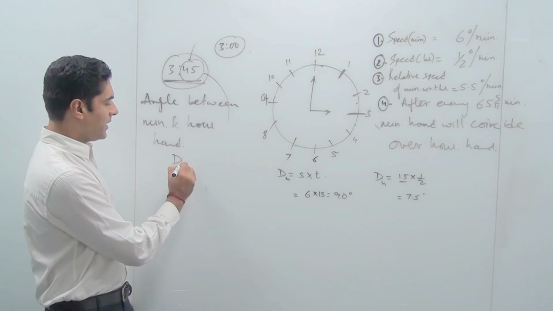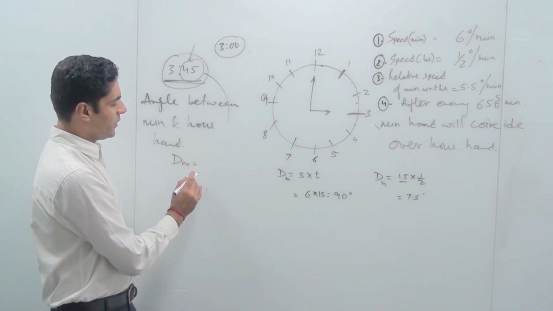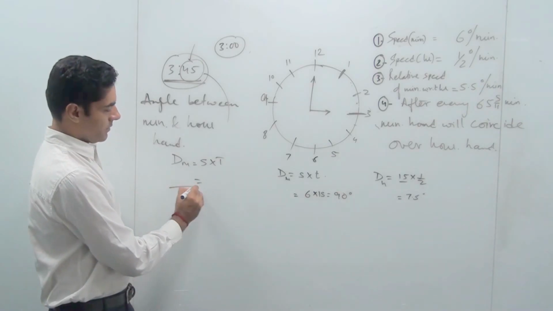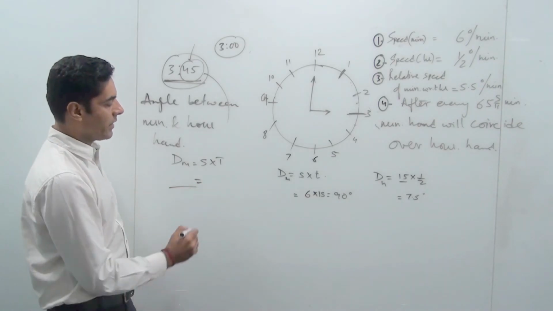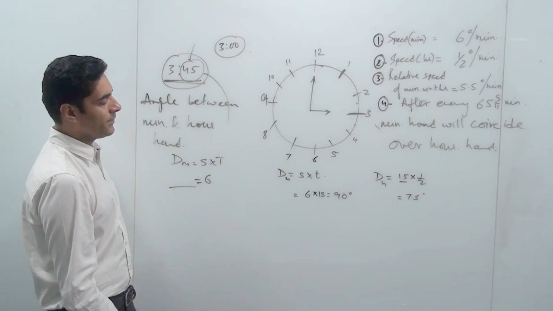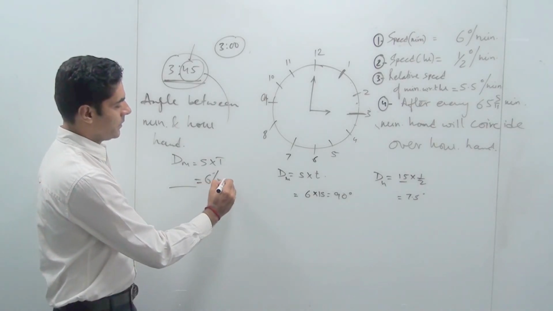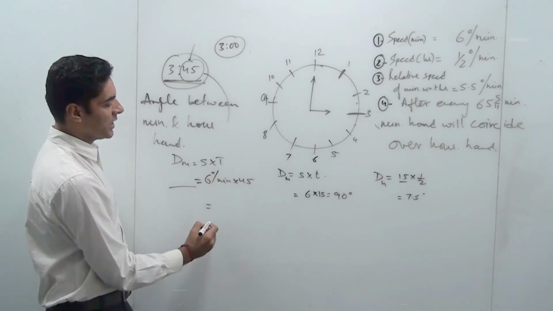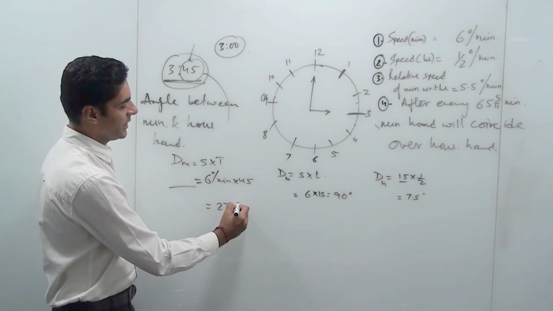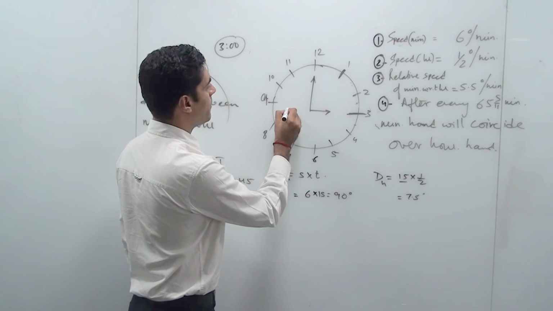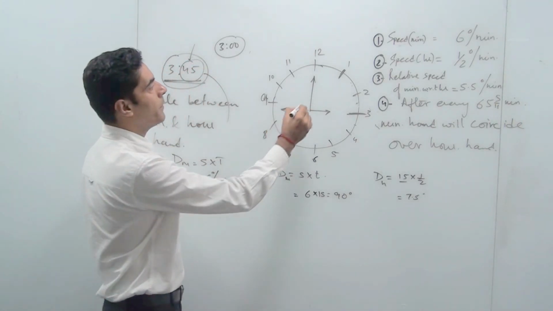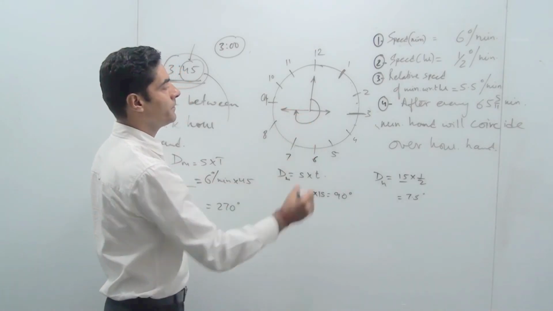In these 45 minutes, let's try to find the distance that the minute hand would have traveled. The speed of the minute hand is 6 degrees per minute. The time that we are talking about is 45 minutes. So 45 into 6 will come out to be equal to 270 degrees. So at 3:45, the minute hand is going to come at this position. This is a new position which the minute hand would have attained from here to here.